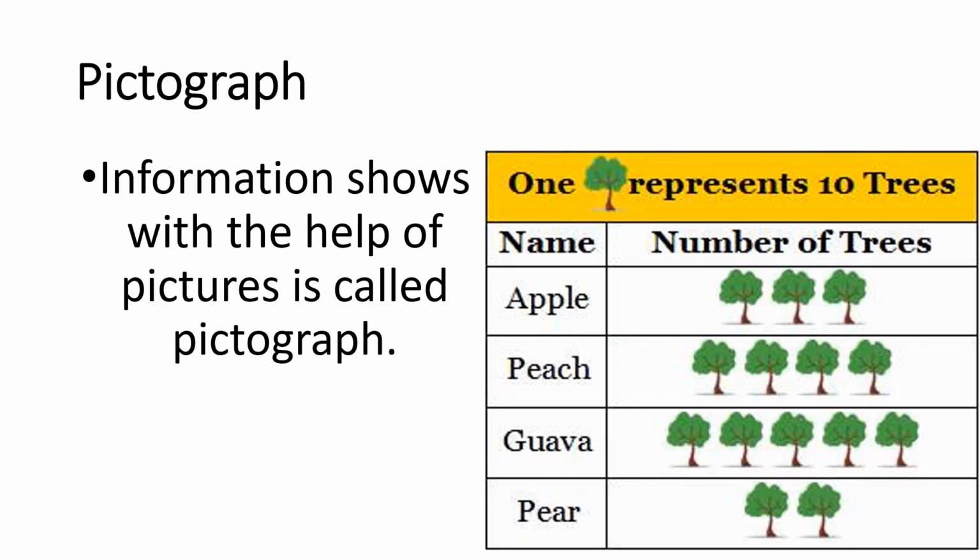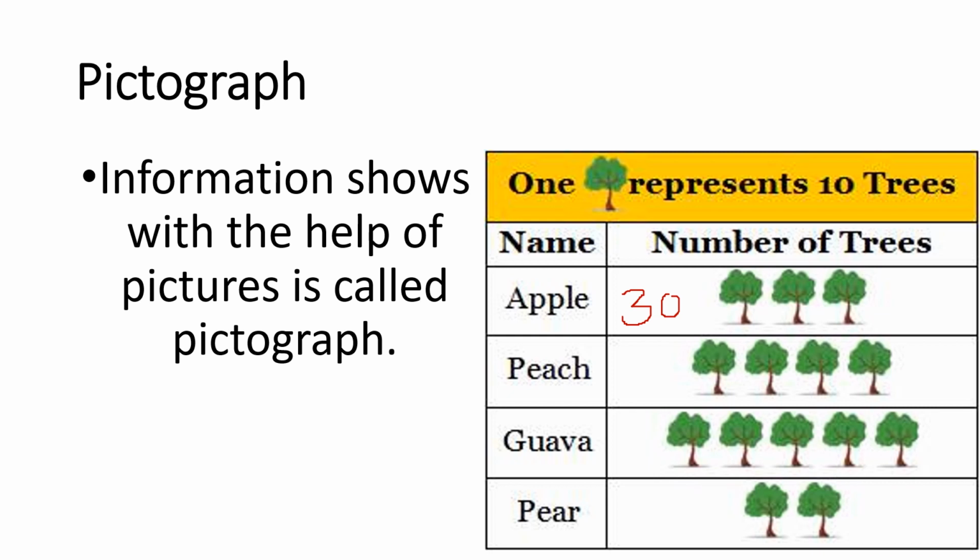Now the next is pictograph, and I know it is very interesting. Pictograph: information shown with the help of pictures is called pictograph. In any pictograph, you know that these kinds of pictures we use, and these pictures are called symbols. Like here, for trees we use the symbol of tree. Apple, there are 3 trees here, and one tree represents 10 trees. It means how many apple trees are there? Total 30.